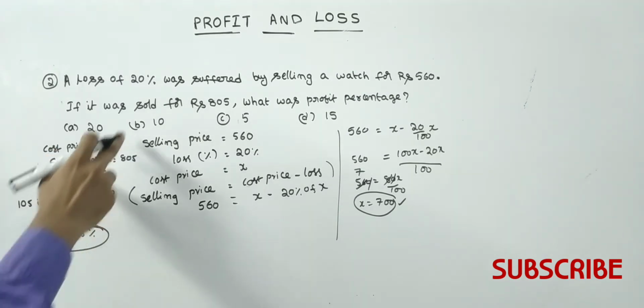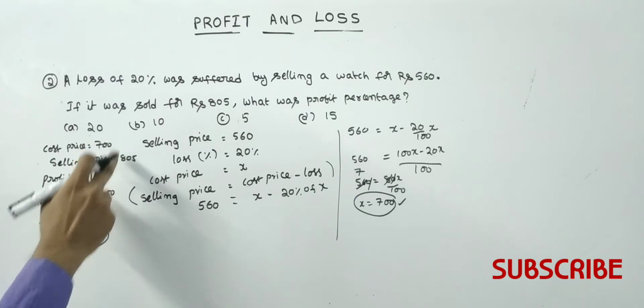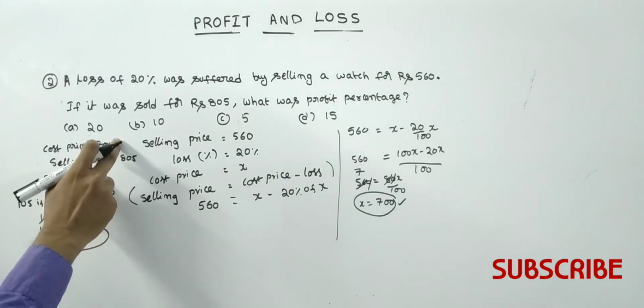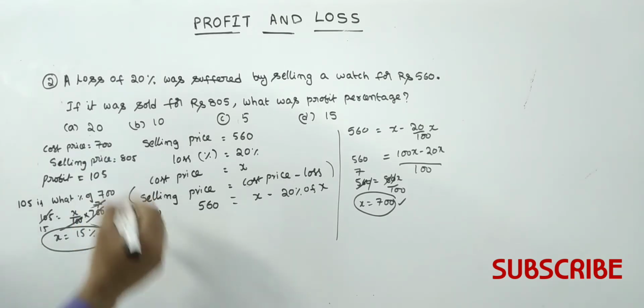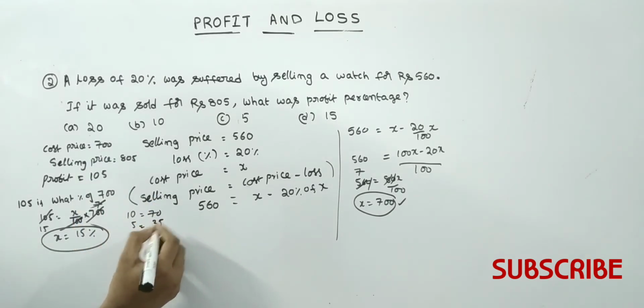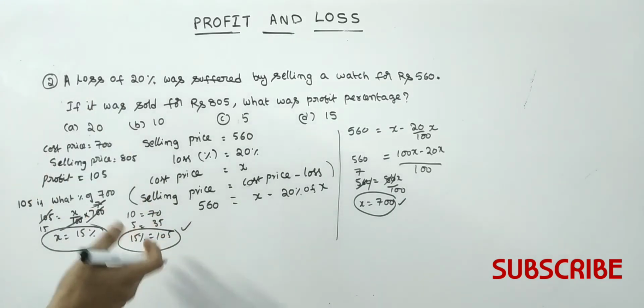Nothing is there. 105 is the profit. Then what is the percentage of 105 in the 700? See friends, 10% is how much? 70. Then 5% is how much? 35. Then 15% is equal to 105. Profit is 15%.